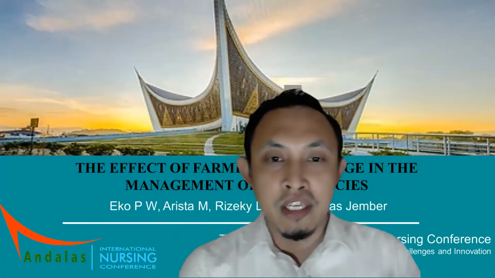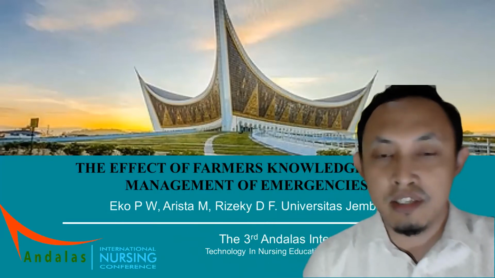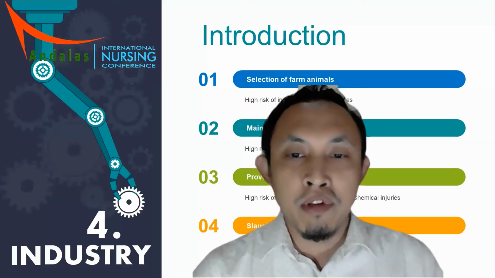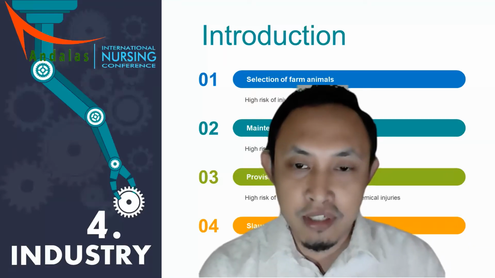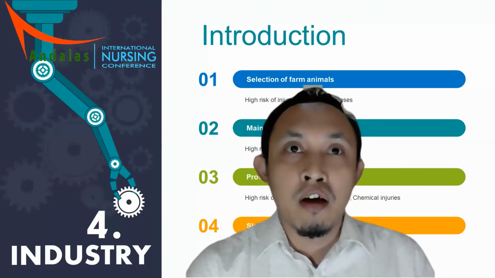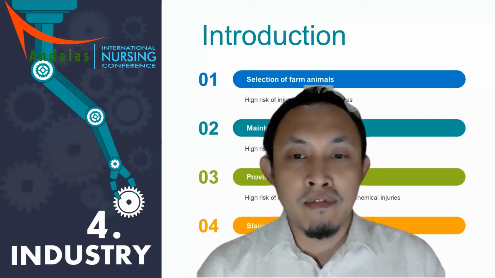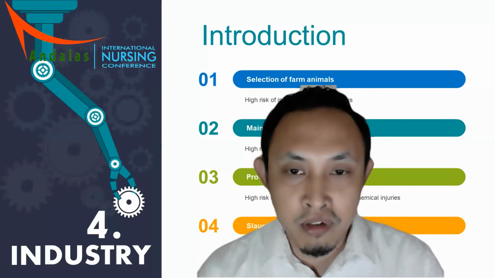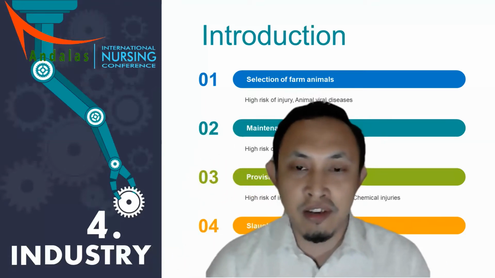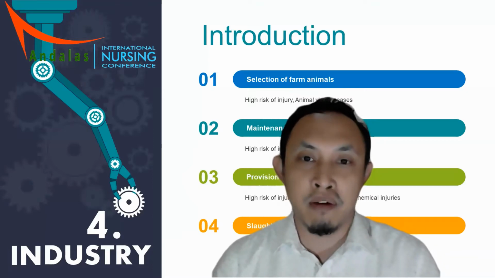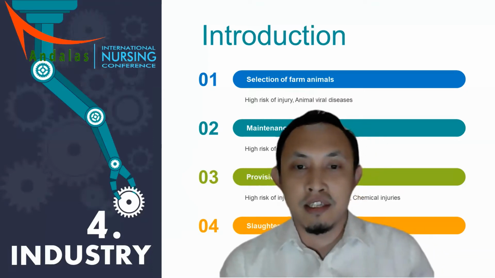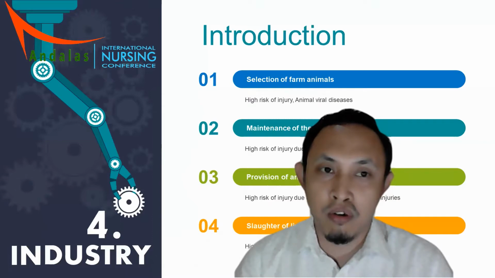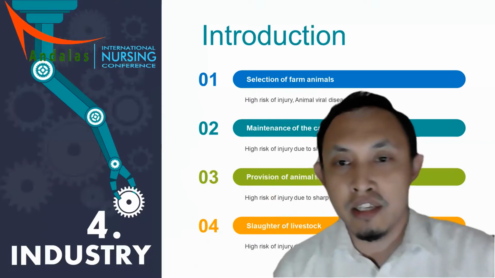Our research is about the effect of farmer knowledge in the management of emergency. Why do we talk about the farmer in emergency? Because the effect of Industry 4.0 makes our farmer grow faster in every step of the farmer. There are four activities in the agriculture area.